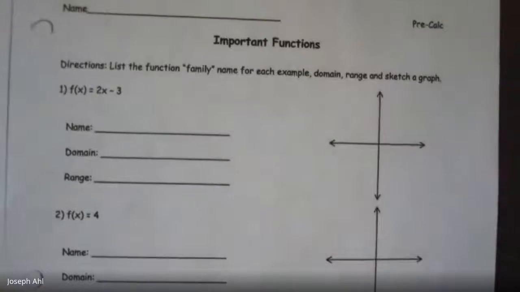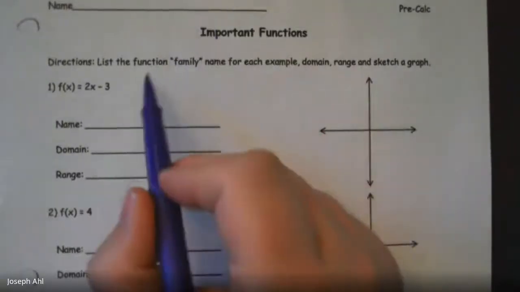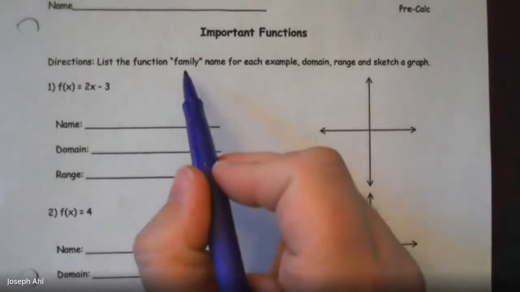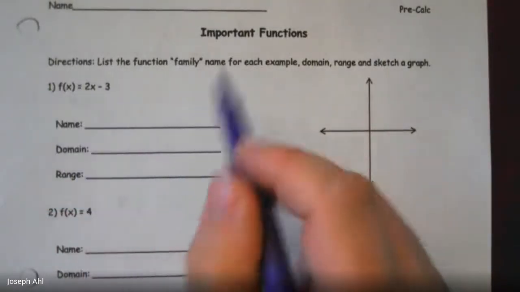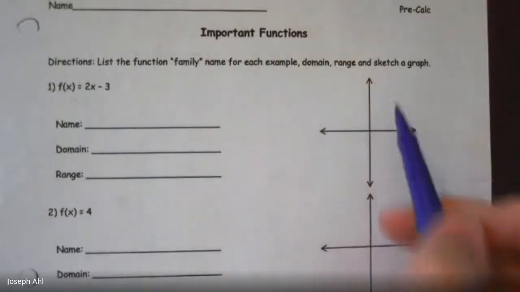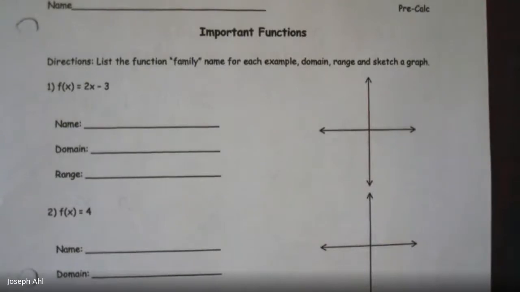And the last part of our Intro to Functions Day is about what I've called important functions. So for each of the examples, it says list the function family. So what do all functions of this form, what are they called? And then we're going to list the domain and range, and we'll sketch a graph. I think that the first 4 should be of a high level of comfort for you.